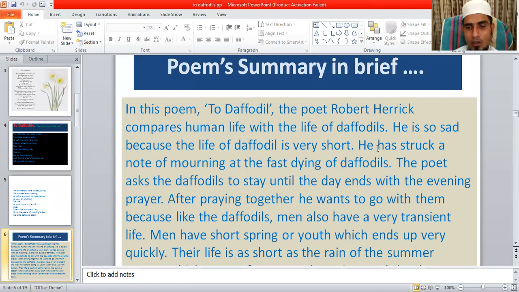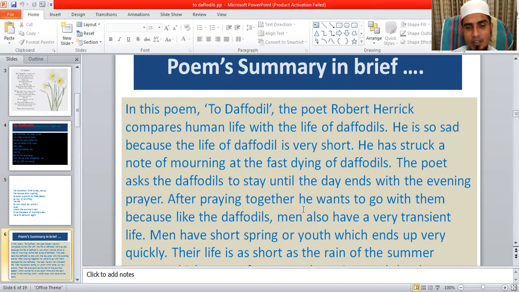So he has struck a note of mourning at the first dying, the quick dying of the daffodils. Very quickly it died. The poet asks the daffodil to stay until the day ends with the evening prayer. Here in the line, the poet makes an appeal that at least till the end of the day, till the evening prayer, you stay with us.